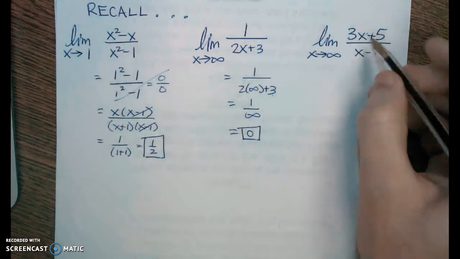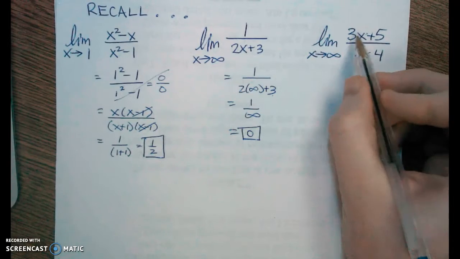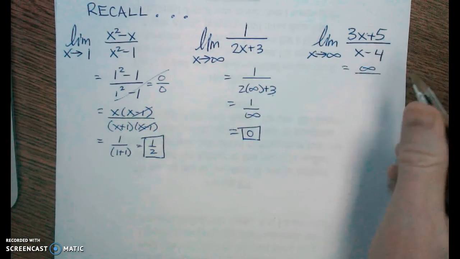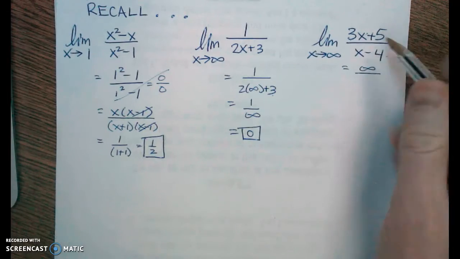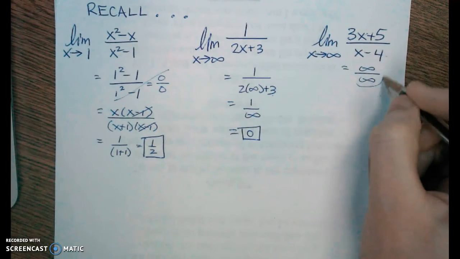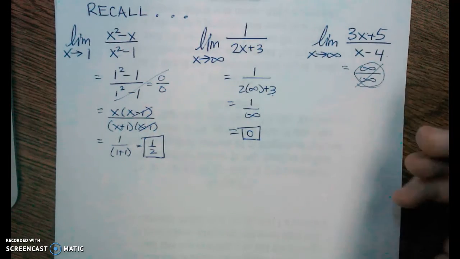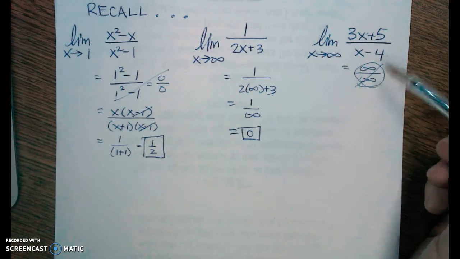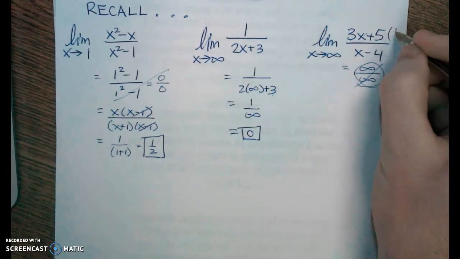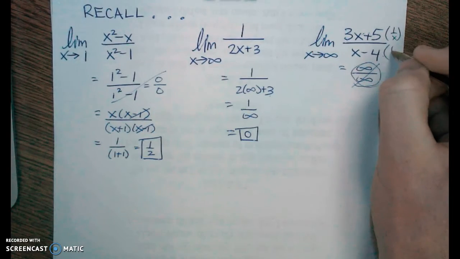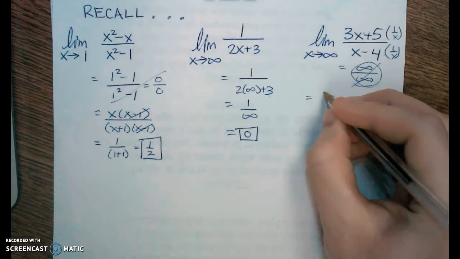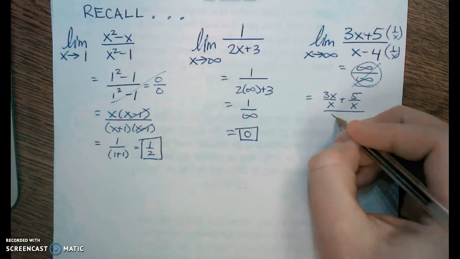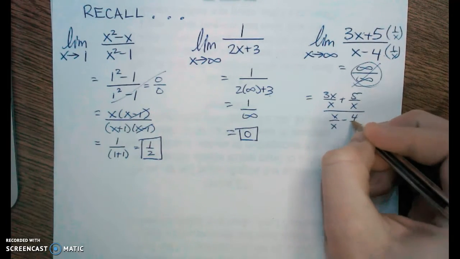Here, if I plug in infinity, I'm going to have 3 times infinity plus 5, which would be infinity, over infinity minus 4, which would still be infinity, but we don't know what infinity divided by infinity is. So instead, what we're going to have to do is divide by the biggest x of the denominator. So we're going to multiply by 1 over x on top and on bottom, which will give me 3x over x plus 5 over x over x over x minus 4 over x.